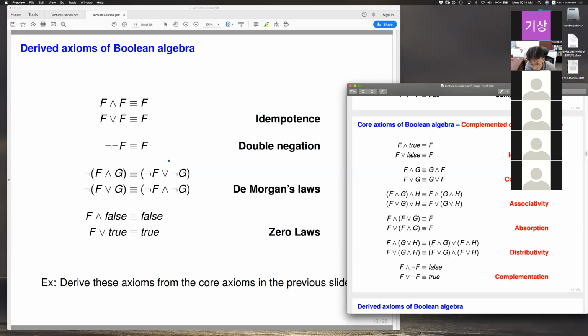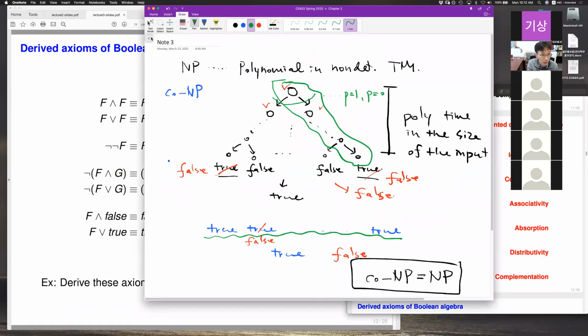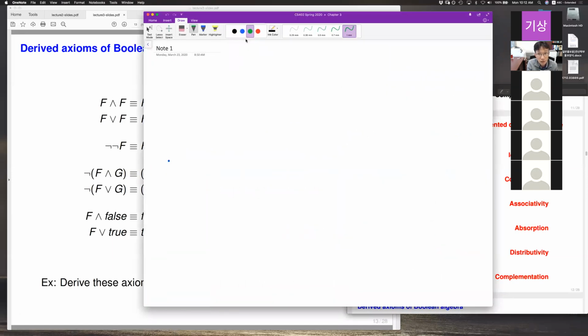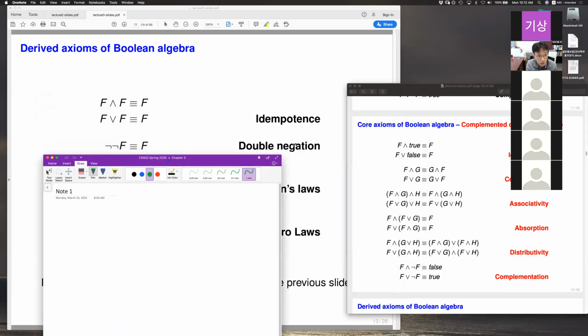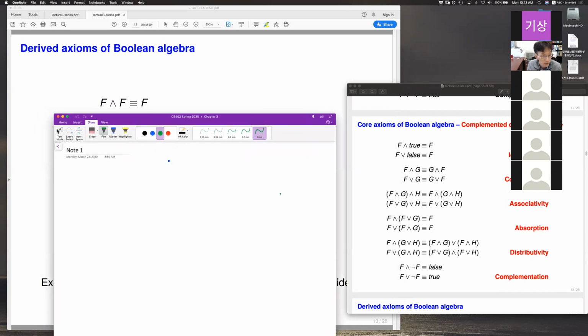Maybe I'll show you one case, because if you are not familiar with this, you feel that it's super difficult. Okay, so let's try to show this one: f and f is equivalent to f. So here's how you can do it. We start with f and f.